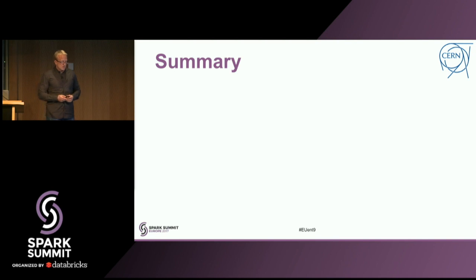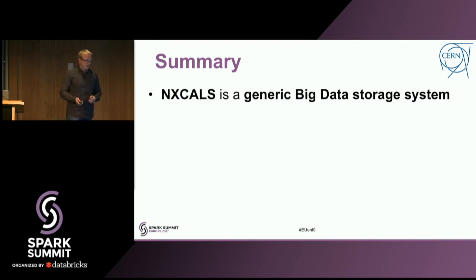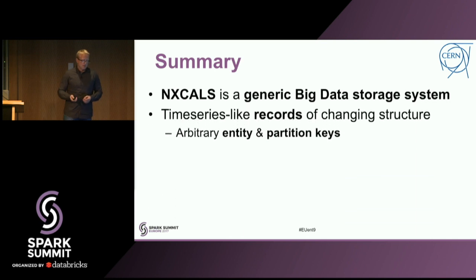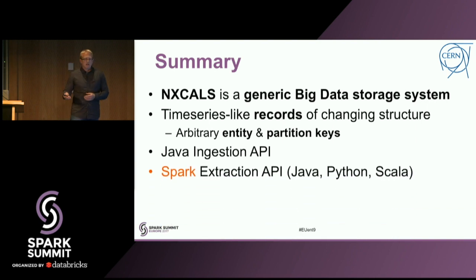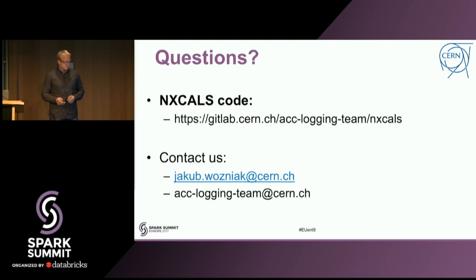So I summarize by saying that this new system is quite generic. It is a big data storage system that hides a lot of details. You don't have to really understand what's behind the scenes. And we store these time series-like records of changing structure with arbitrary entity and partition keys. We currently have a Java ingestion API with a Spark extraction API that is available for Java, Python, and Scala.